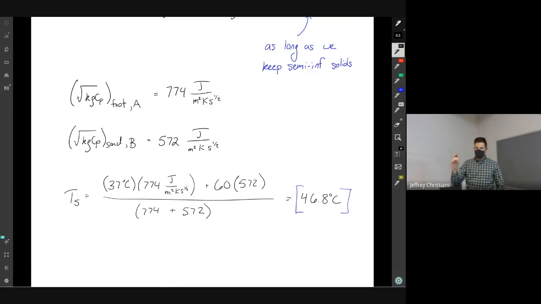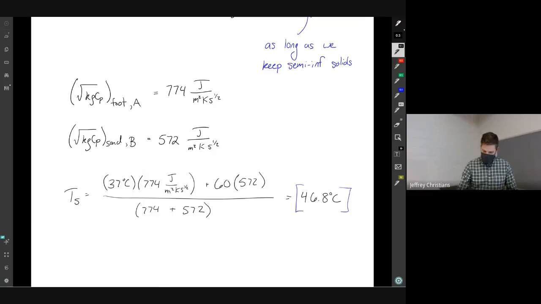So it's weighted, it's not a direct average of 37 and 60. It's weighted a little bit closer toward your foot temperature because your foot has a higher thermal conductivity and heat goes to the surface a little faster. So it kind of wins the battle. It's a little bit of a higher weight in the relationship.